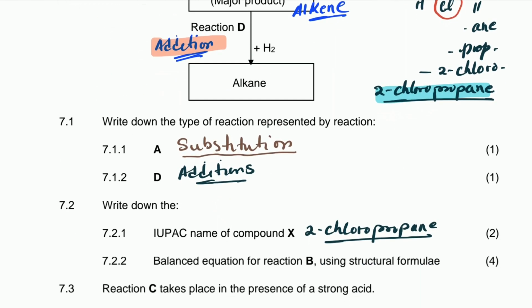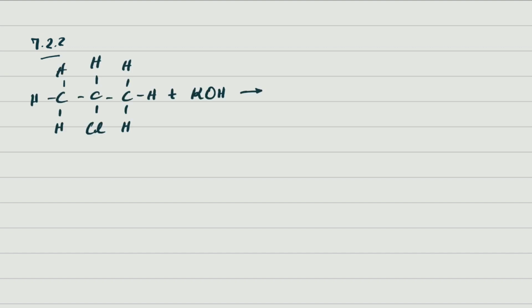Balance equation for reaction B, the reaction that we are going to do. For this one we need a new page. Okay, so let's start with the reactants. The reactants is going to be the 2-chloropropane, which is right, plus the potassium hydroxide. So this one is the reactants here. Now what is going to happen? This one is going to be elimination, guys.